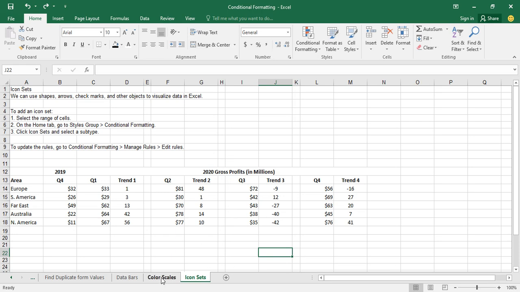So in previous videos we had looked at color scales, data bars, finding duplicates, and a lot of other things. So please, if you have not watched the earlier videos on conditional formatting, please do. You have lots of information you're going to learn from there.